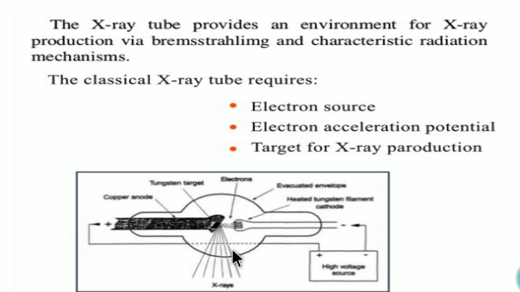Now there are two possibilities. When the fast moving electrons interact with the target atoms, some radiation will be emitted. Such radiations we can denote as continuous X-ray spectrum. When the fast moving electrons interact with the target's electrons, you will get the characteristic X-rays. We will discuss one by one.